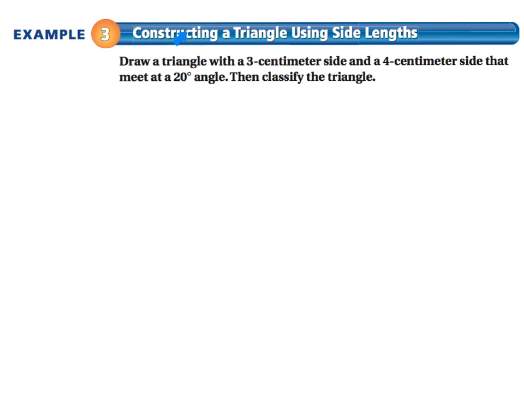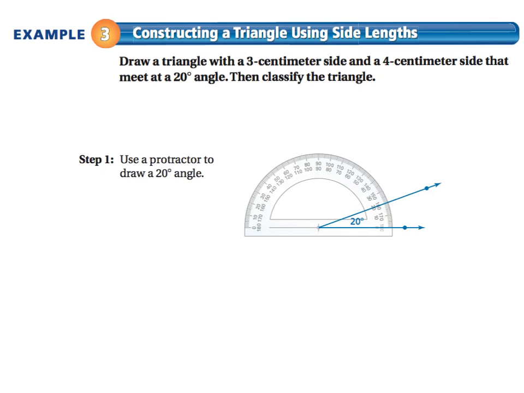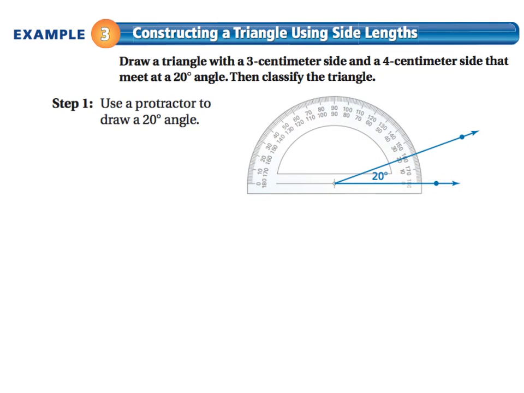In example 3, we're going to construct a triangle using its side lengths. So we want to draw a triangle with a 3 centimeter side and a 4 centimeter side that meet at a 20-degree angle. Then we're going to classify it. So step 1 is always start with the angle. In this case, we're going to start with the 20-degree angle. So we use our protractor, we make a 20-degree angle. Now make sure that your rays go far enough that you're not going to have to continue it on later. You line it up with a vertex, and bam, you make a mark here, and you draw a ray through it.